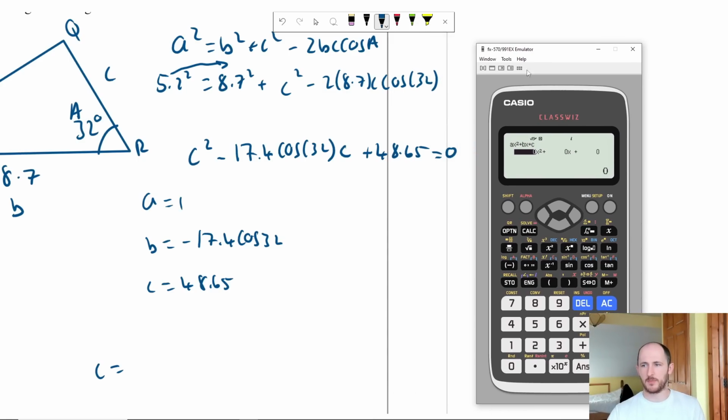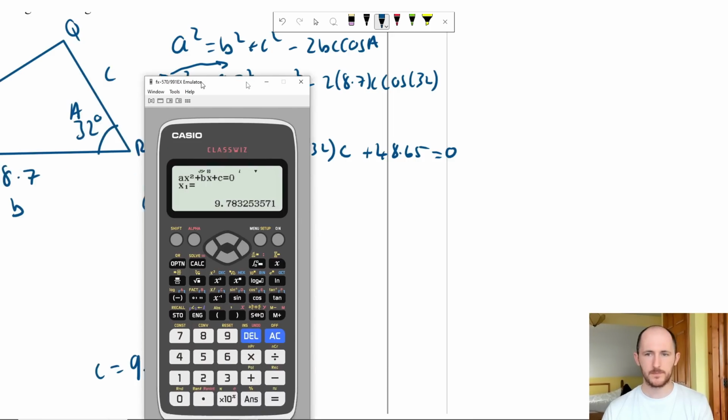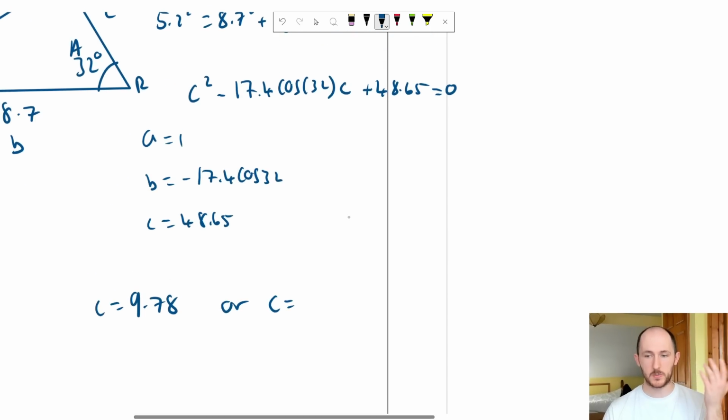So let's have a look. I'm going to first solve this. So we have 1 in front of here, then we have minus 17 point... I've actually never done this with cos, so I'm curious to see if this works. It does indeed. And that would be 48.65. 9.78, let's call it. Or 4.97. Now the question is, which one is it?